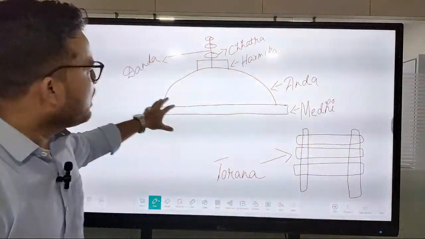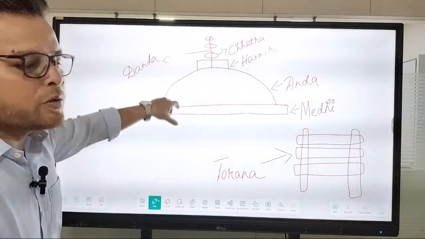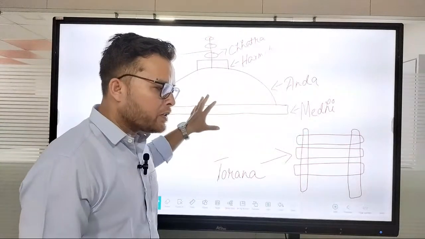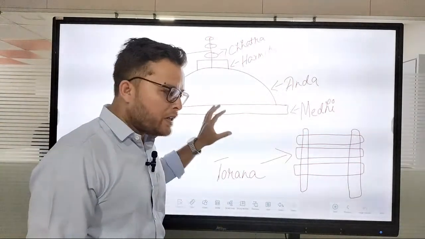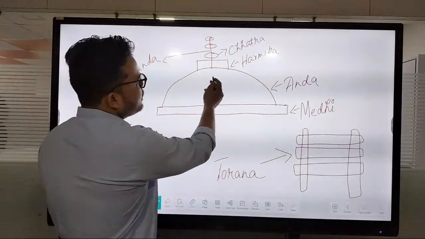Okay, these are some of the most important features of a stupa. Can you see this particular structure?